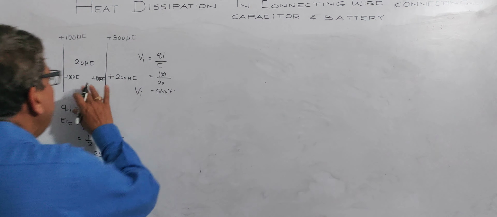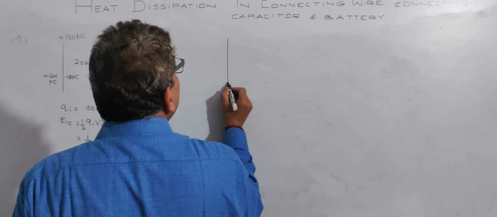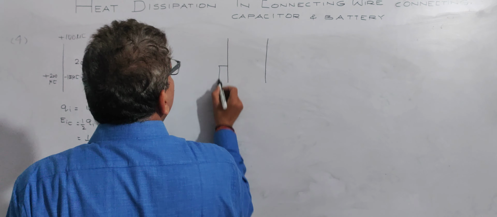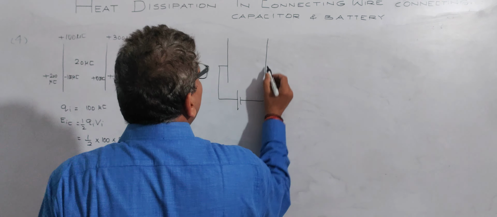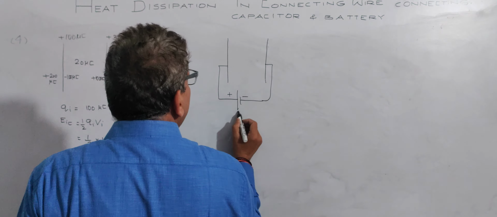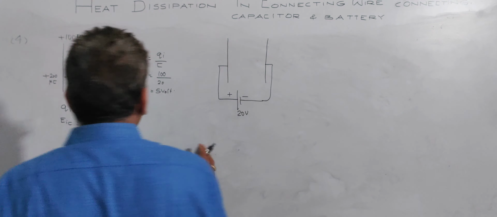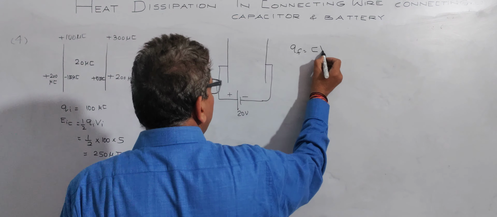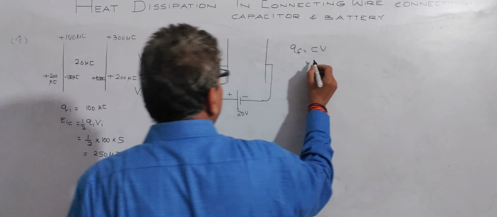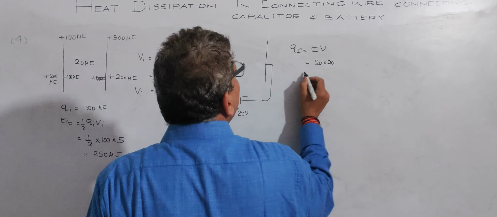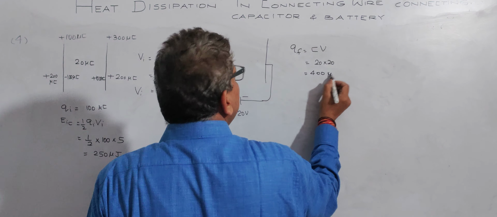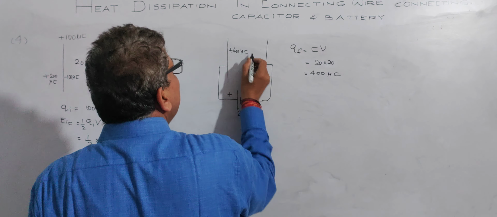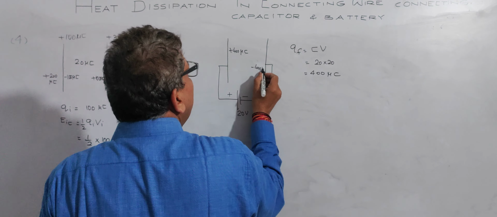Now suppose these two plates are connected to a battery having 20 volt, minus and plus, this is 20 volt. Now for 20 volt, our final charge is C times V. C was 20, so 20 into 20, it will be 400 microcoulomb is the final charge. So this will have 400 microcoulomb and this side will have minus 400 microcoulomb.